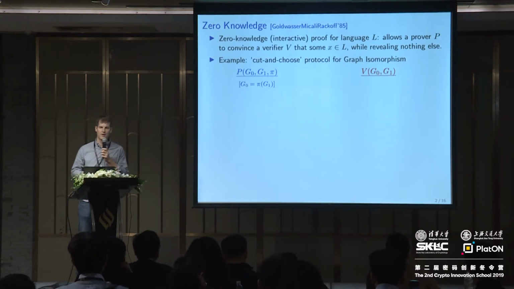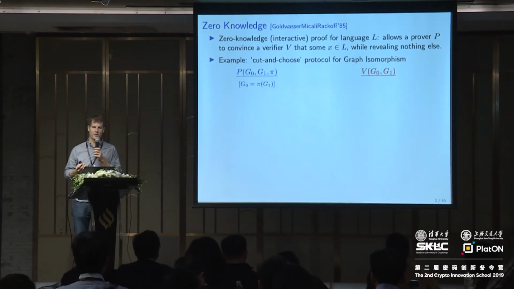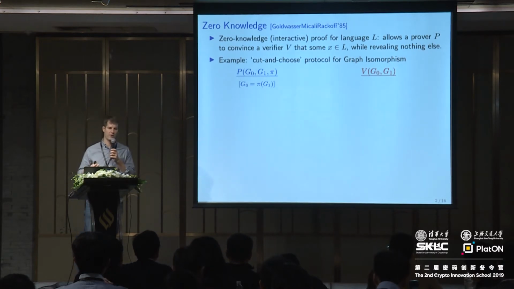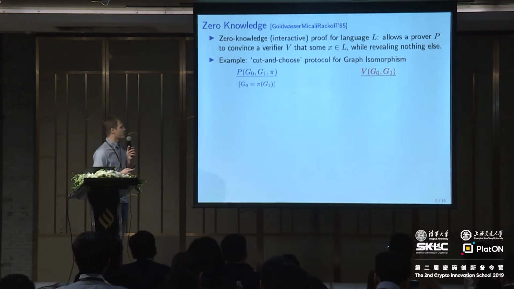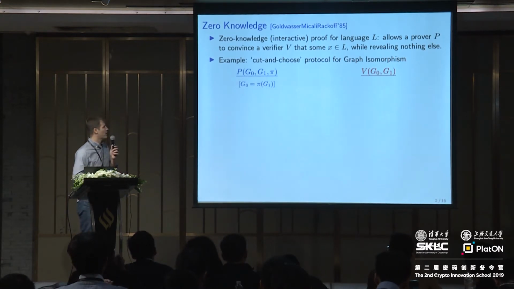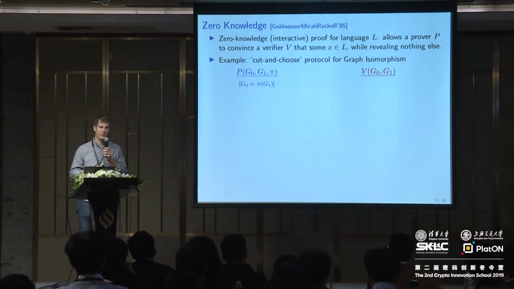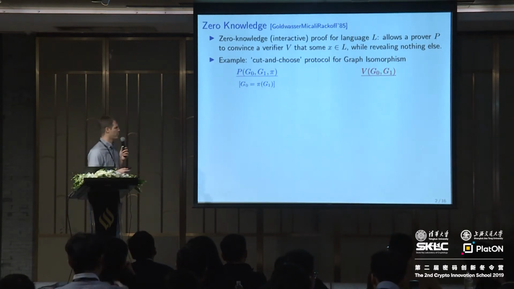But that doesn't appear to be zero knowledge. That's telling the verifier not only that the graphs are isomorphic, but it's also giving the verifier the witness, an isomorphism between the graphs, which the verifier may not be able to produce on its own. So instead, we'll have a different kind of protocol here, and it will be zero knowledge. It will tell the verifier nothing more than the fact that the graphs are isomorphic.